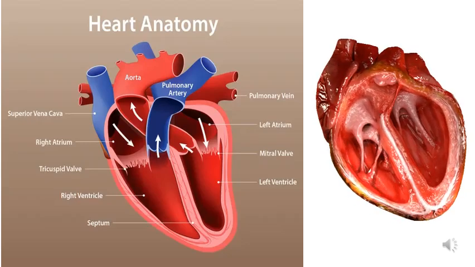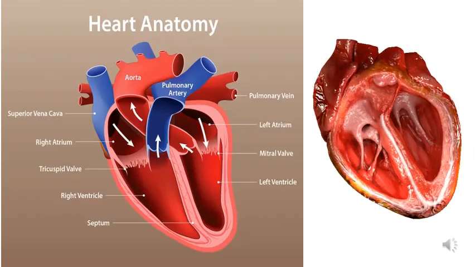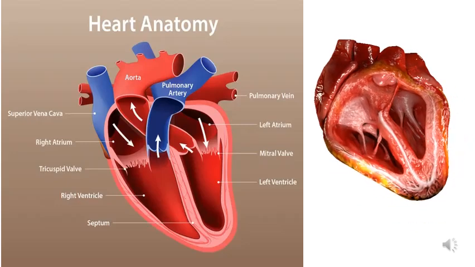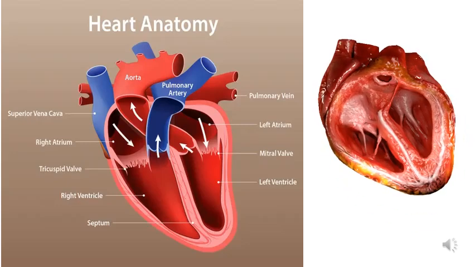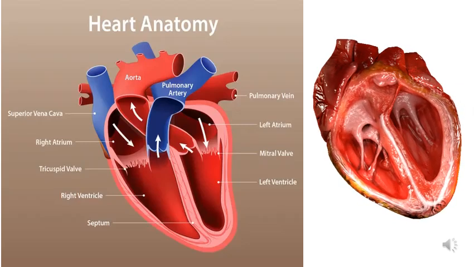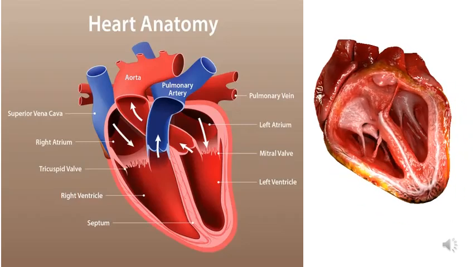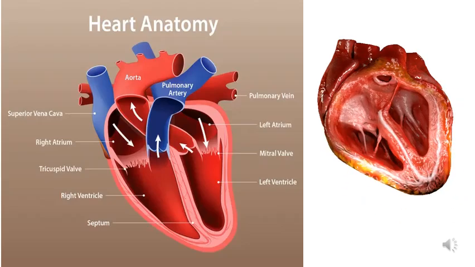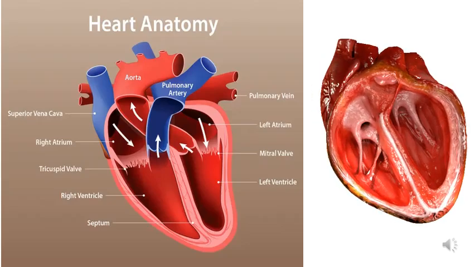Myocardium: the muscular middle layer responsible for contractions. Endocardium: the inner lining of the heart chambers. Septum: a wall that divides the left and right sides of the heart. Coronary arteries: supply blood to the heart muscle itself.